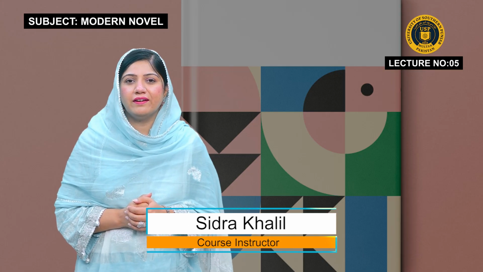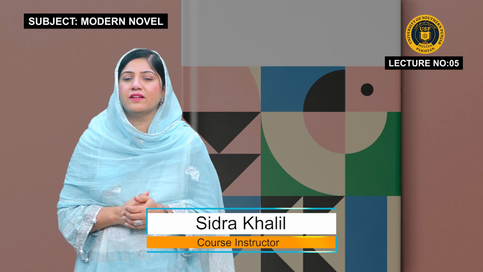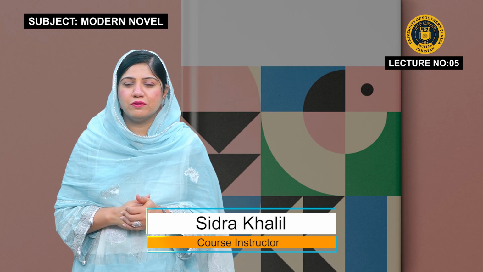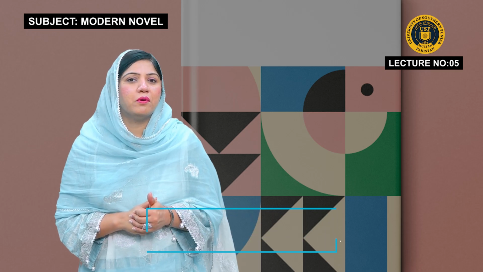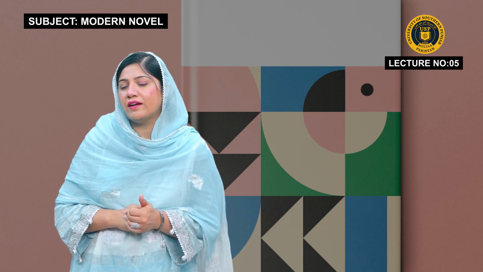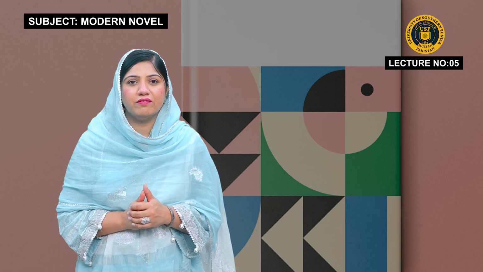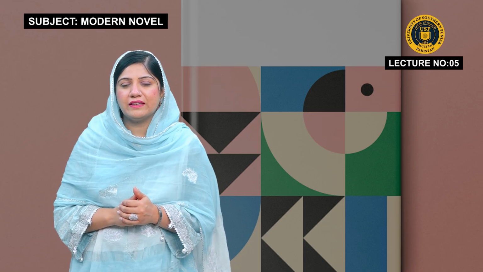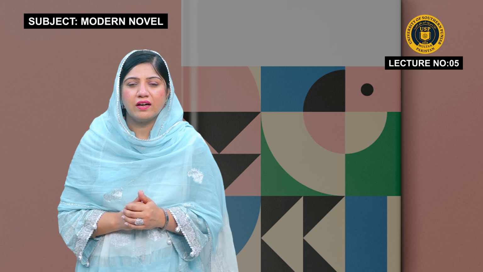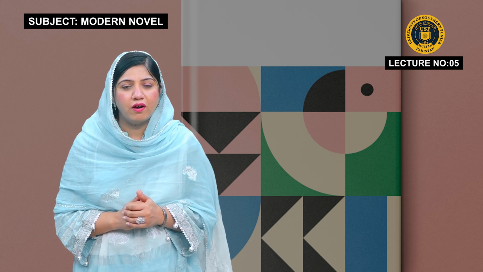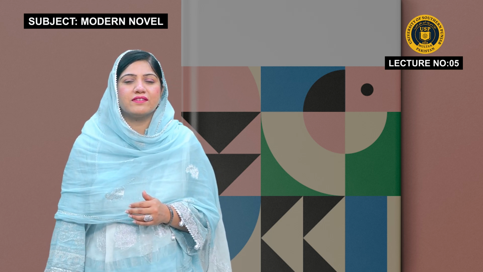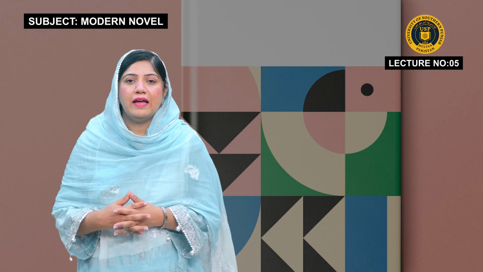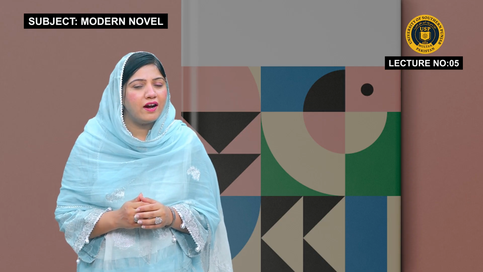And you know very well that the name of my subject is the modern novel. Today we are going to discuss the different themes of the novel. Can you please guess the name of the novel that we covered in the previous week? It is Heart of Darkness, written by Joseph Conrad. Today we are going to discuss its different themes, and first I am going to start with the theme of colonialism or colonization.